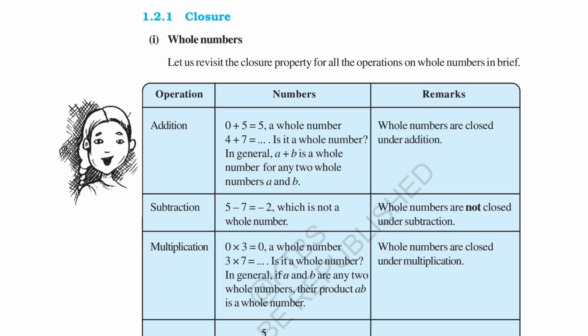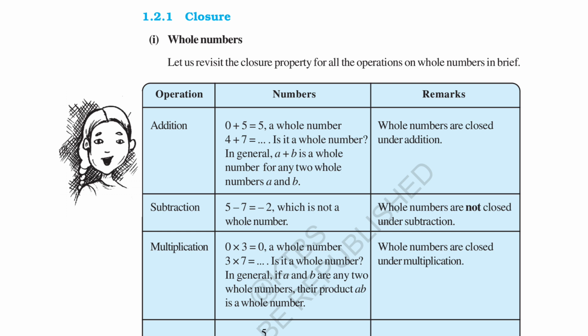First example, 0 plus 5 equal to 5. We know that if we add any whole number with another whole number, the result is again a whole number. For example, one more, 4 plus 7. The answer is 11. 11 is also a whole number. So what is the conclusion? Whole numbers are closed under addition. What does the closure property tell us? If we add any two whole numbers, the result is again a whole number.